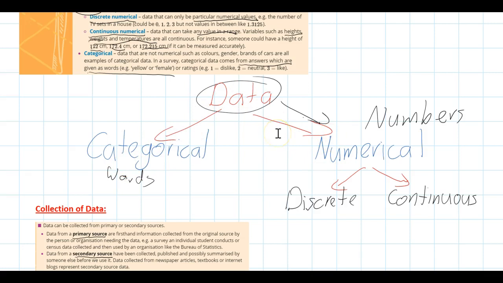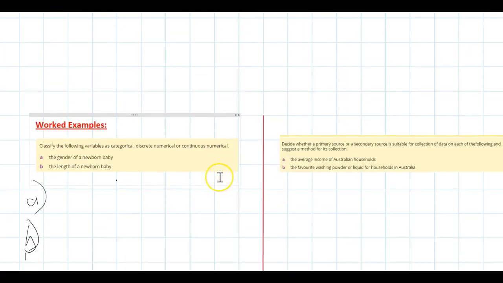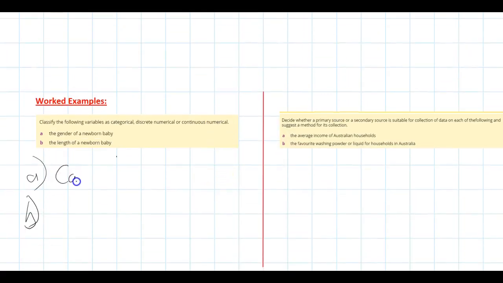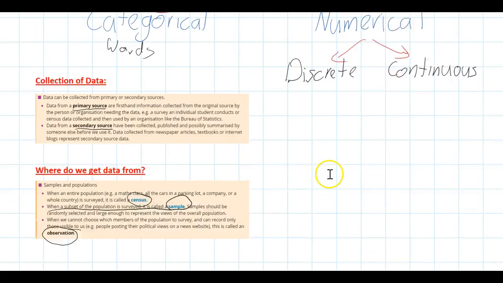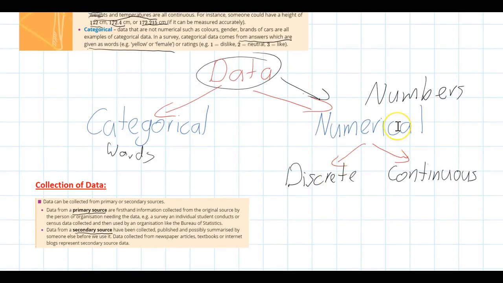So question A was the gender of a baby. The answer is either going to be male or female, so it's going to be in words. So A, we know, will be categorical. And therefore for B, the length of a newborn baby. So the answer would be probably within centimeters, so it's going to be a number. So it's going to be numerical.